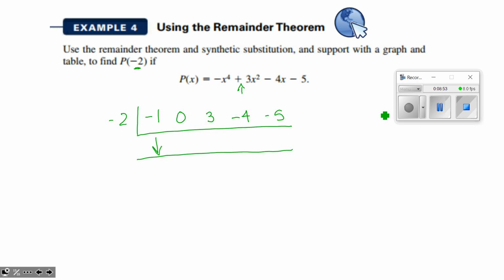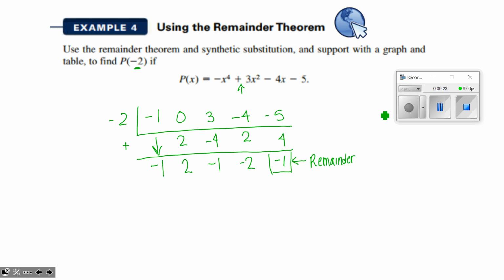So I have -1 is going to come down. -1 times -2 is a positive 2. I'm going to add, I get 2. -4, I'm going to add, I get -1. Positive 2, I get a -2 when I add. I get a 4, so I get a -1. So this has a remainder. And that tells me that it's not a 0.